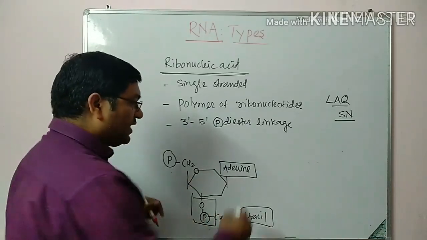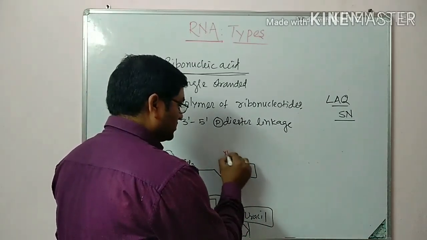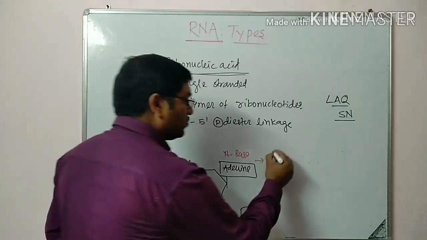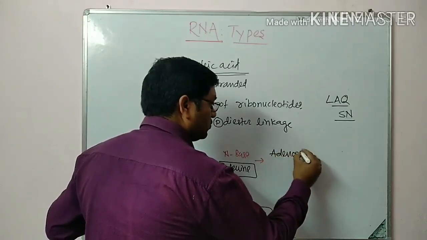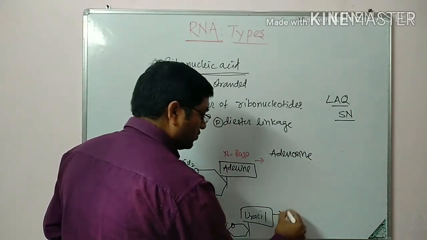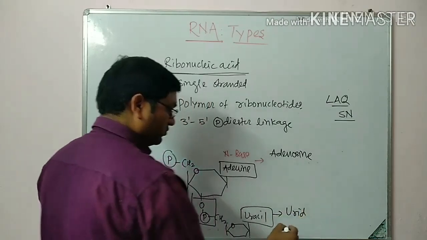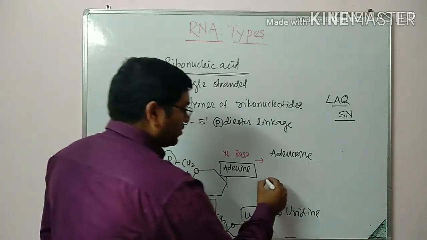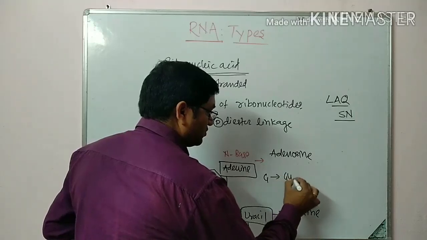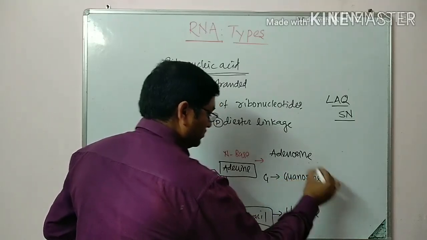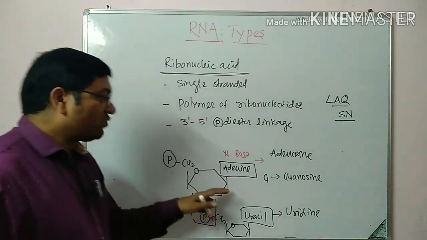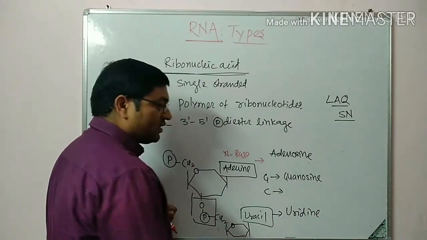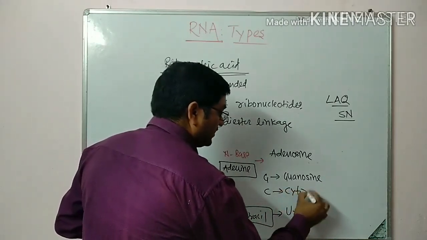Adenine is the nitrogen base. The nucleoside of adenine is known as adenosine. The nucleoside of uracil is known as uridine. The nucleoside of guanine is known as guanosine. And another base which is found in RNA is cytosine. The nucleoside of cytosine is known as cytidine.